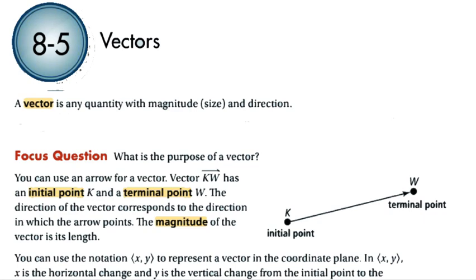A vector is anything that has both a size or a magnitude and a direction. Things like forces or different electric fields, there's a whole bunch of different things that are vector quantities. Gravity is an example of a vector quantity. It has a magnitude of 9.81 meters per second squared, and its direction is toward the center of the earth. So vectors are things with a magnitude and a direction.